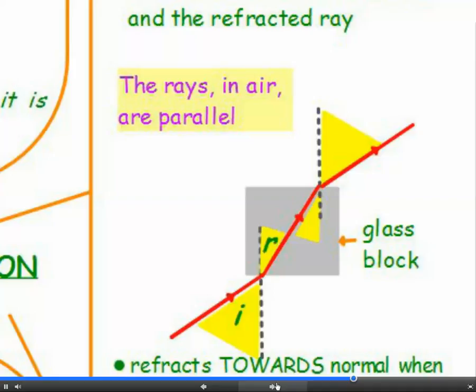So this diagram shows refraction through a glass block, and you can see that the rays when they're in air are parallel. The ray that emerges from the glass block is parallel to the ray that goes into the glass block. It's just displaced to the side slightly. So there's a good rule of thumb, it's a good guidance. The rays that go into the glass block and that emerge ought to be parallel but displaced.